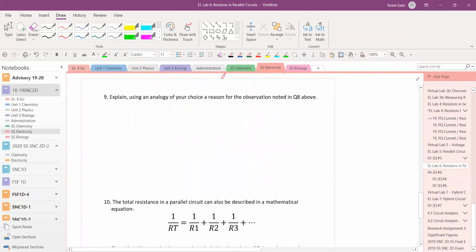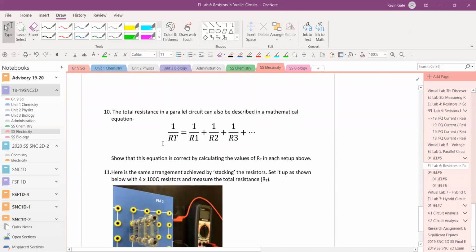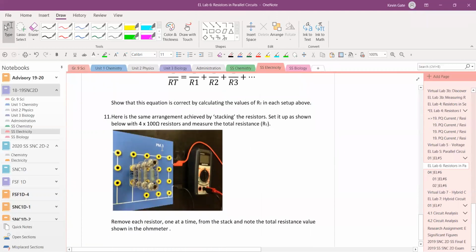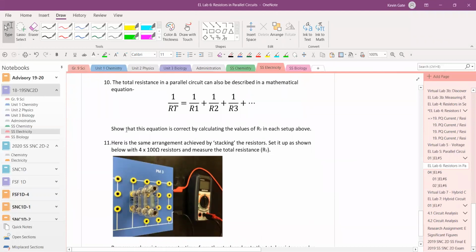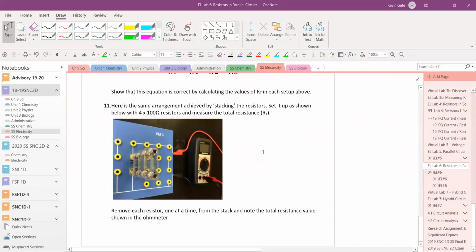From this, we can deduce some form of analogy for you to commit to memory. The total resistance in a parallel circuit can always be described in a mathematical equation as the total resistance inverse, 1 over total resistance, is equal to the reciprocal of each of the additive resistances. So I want you to go back and show that this equation is correct in your notes and submit your notes to Edsby.